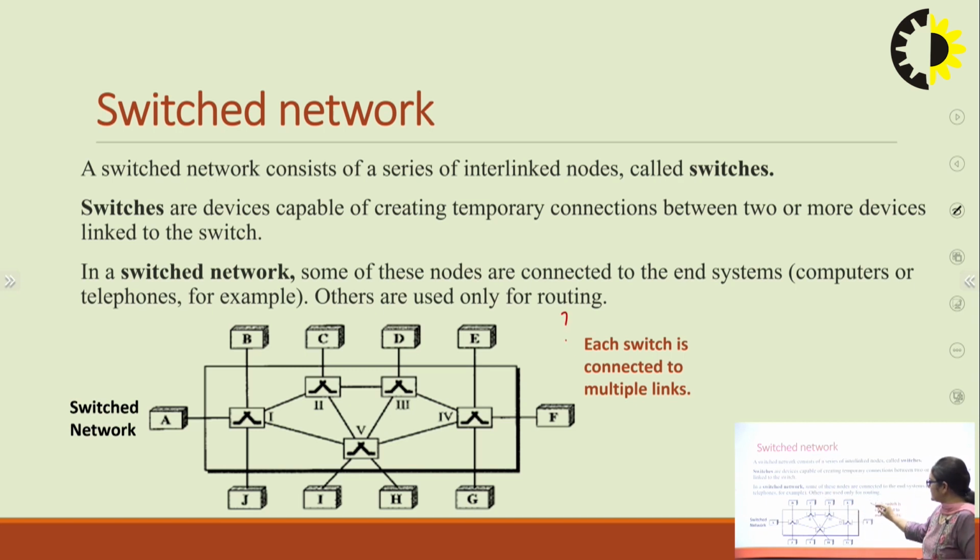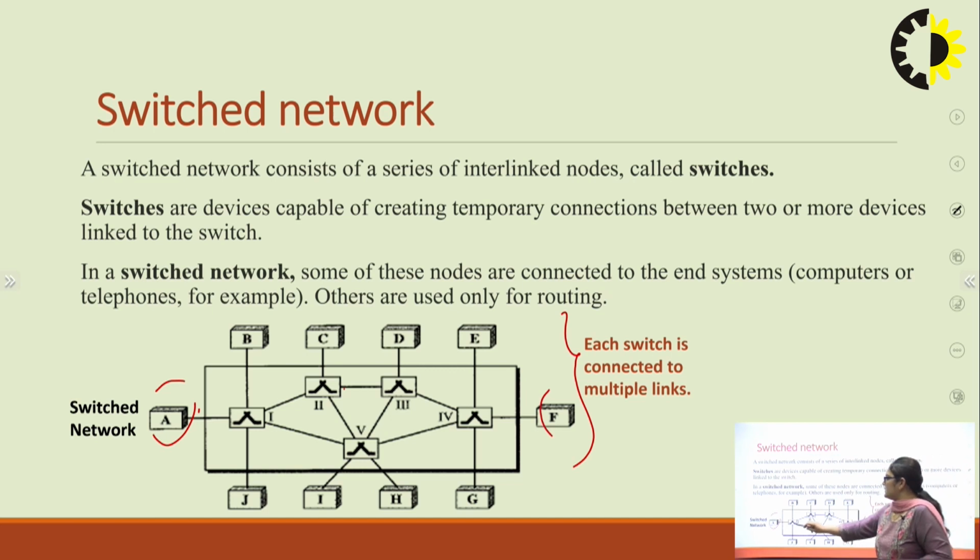As you can see in this diagram, we have A, B, C, D, E, and these are the N devices which are linked to one another through switches. We have 5 switches here. Switches are used to make temporary connections between the N devices. Suppose device A has to communicate with device F, then the intermediate switches make a temporary path or connection between these 2 devices so that they can communicate with one another.